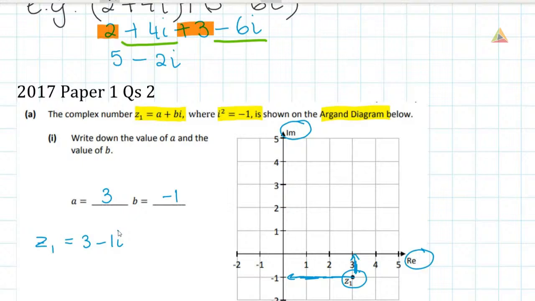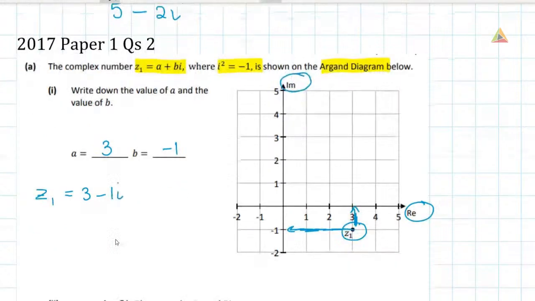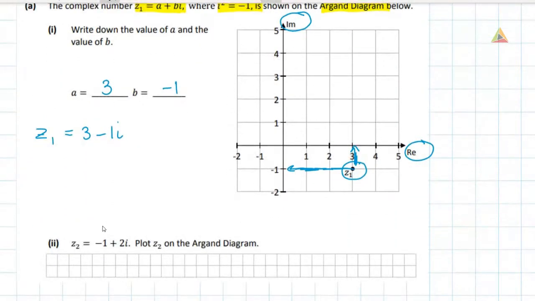And you see the letter Z there again, because we often use the letter Z when we're dealing with complex numbers. The second part of this question gives me a complex number. It says Z2 is minus 1 plus 2i, and it asks us to plot Z2 on the Argand diagram. Again, this is in the form a plus bi, so we need to pick out the real part and the imaginary part of Z2. The real part is minus 1 and the imaginary part is 2. So a is minus 1 and b is 2.